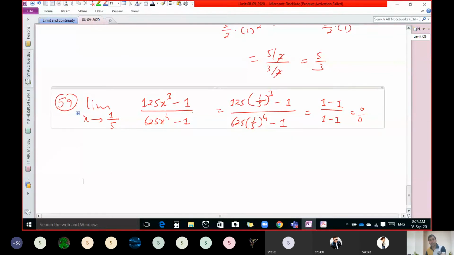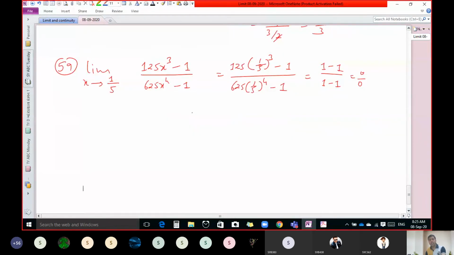But now this is a slightly tricky question. Any of you have an idea what to do? In the denominator 625, 125. Once again, please. Yes, please. What to do?